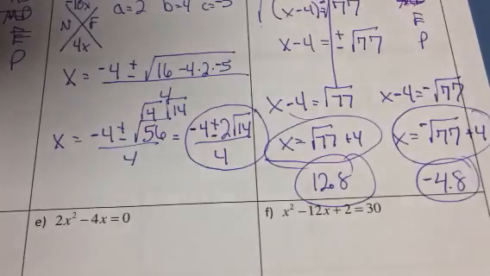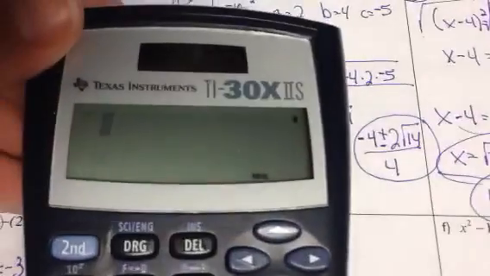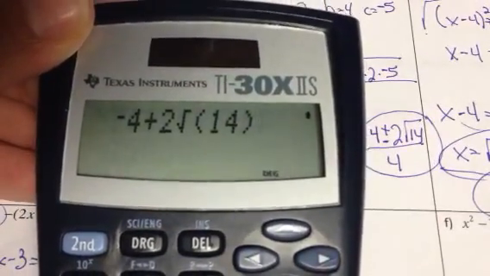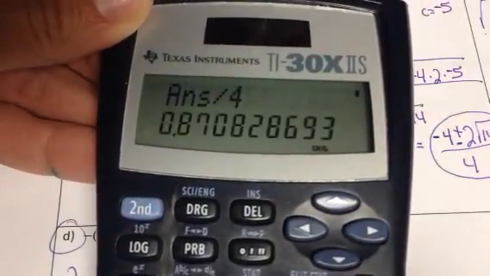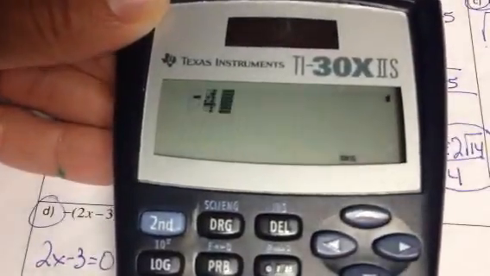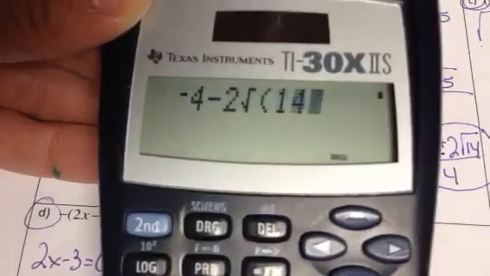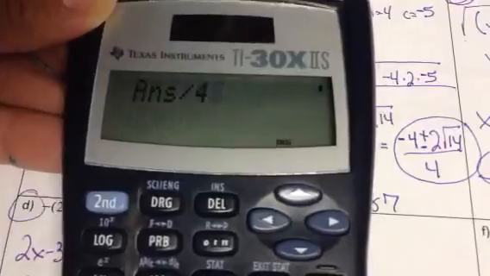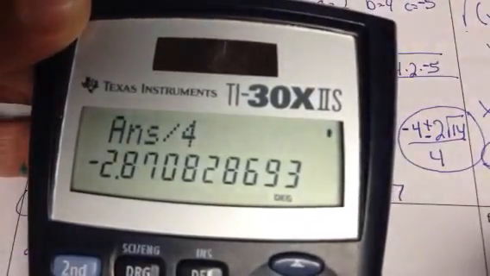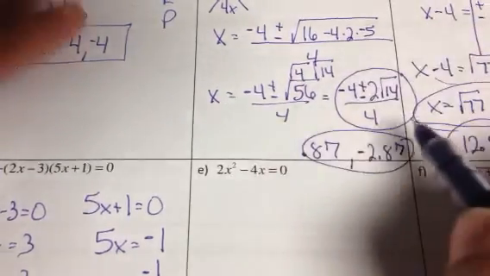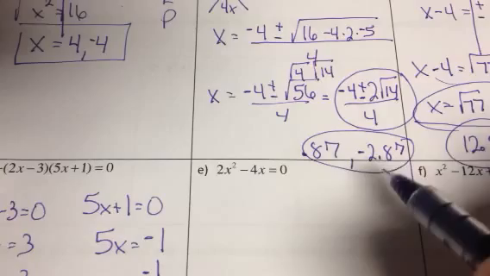Now, we never went for just those answers. We actually would have done then negative 4 plus 2 square root of 14. Hit enter. And then what we would have done is divide by 4. So 0.87 is one decimal answer. And then I would have done negative 4 minus 2 square root of 14. Hit enter. And then divide by the 4. And there's my other decimal answer, so negative 2.87. Okay? So again, that's the answer that they want. This is the answer that makes more sense to us.